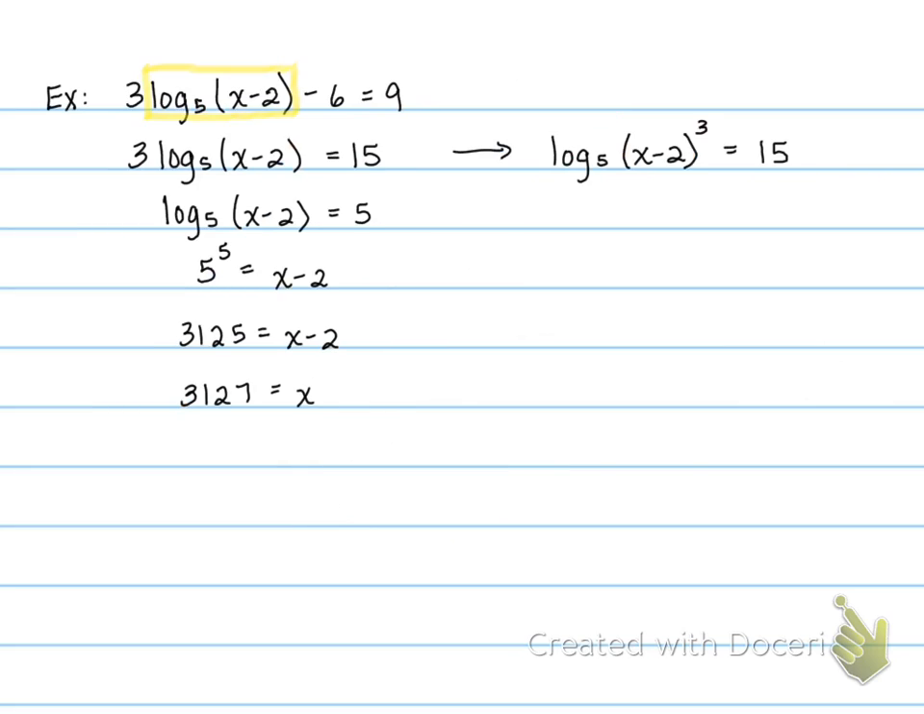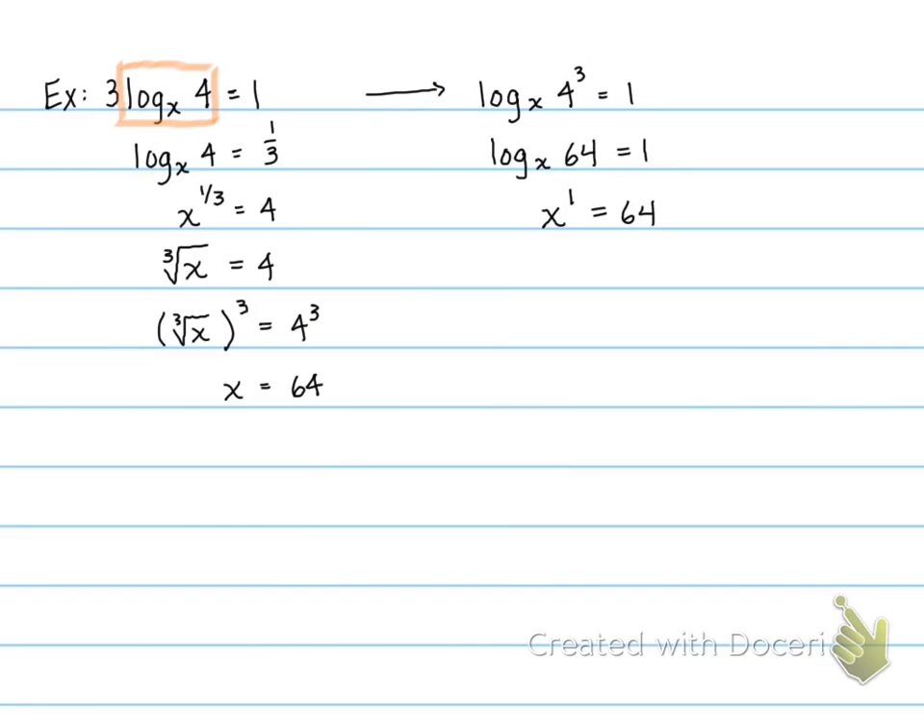Whereas back here, bringing my 3 up just gives me a huge polynomial that I don't really want to deal with. So it's a matter of working with these enough that you notice which one is going to be a more efficient way to solve. Neither one is wrong in either case. It's just that one can often be more efficient than the other. And so x to the 1st, of course, is 64, and that's your solution.